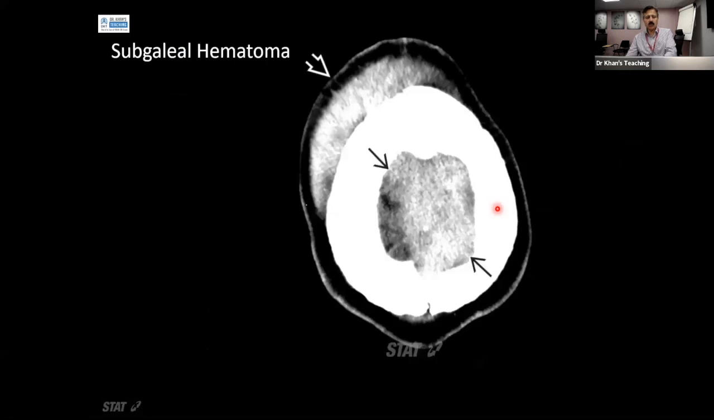So this is the subgaleal hematoma. So you must have reported so many of these. So by definition, this is underneath the galea.